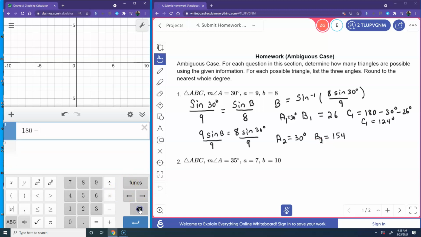So we're going to go ahead and figure this out and see if there's another possible triangle. So we have 180 minus 30 degrees minus 154. And you notice that we have an angle of 0. It's not possible. So there's only one possibility for this question number 1.